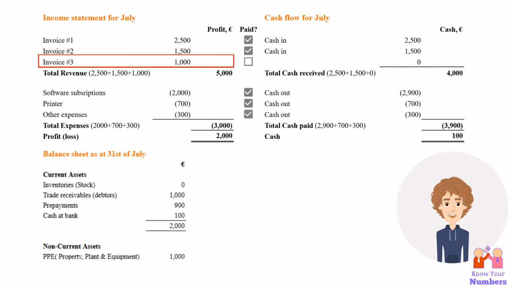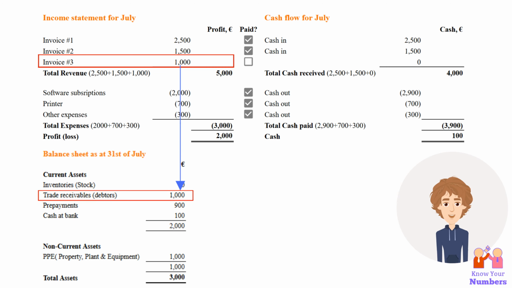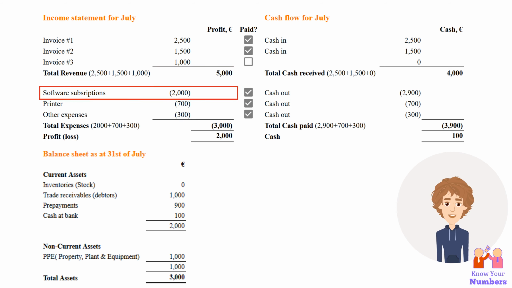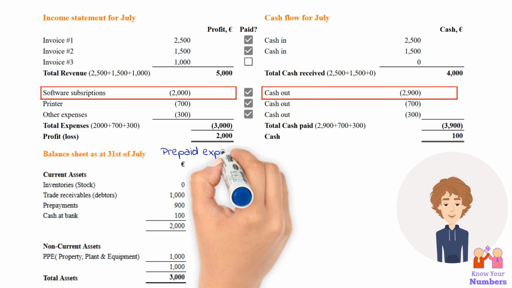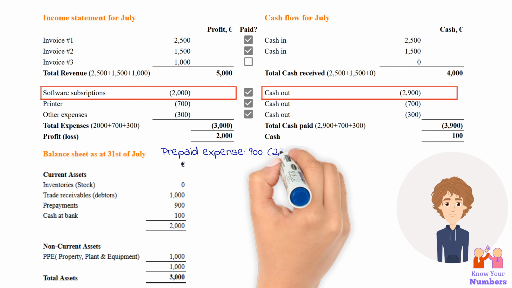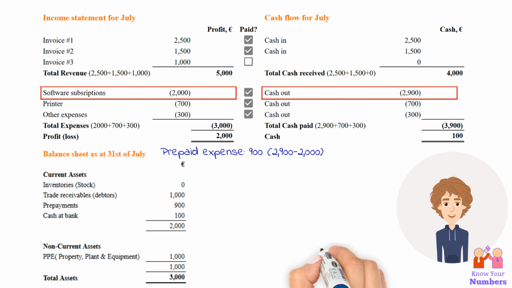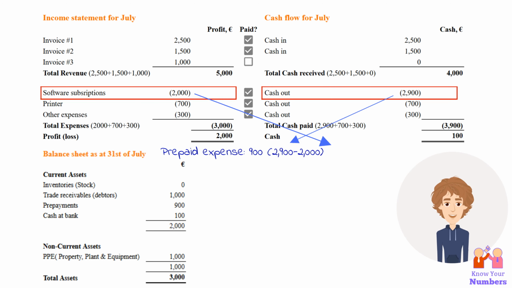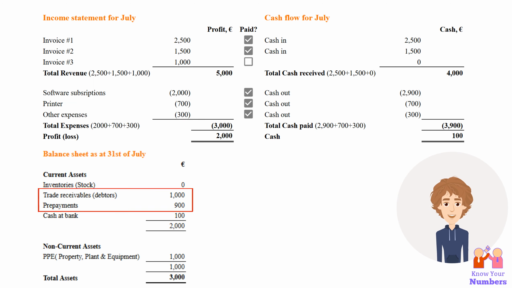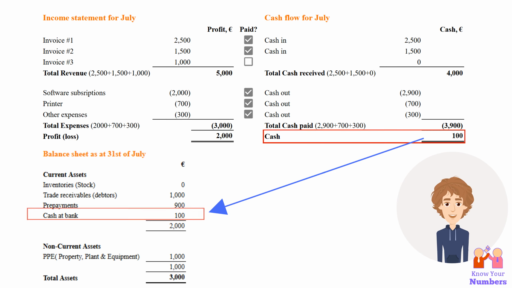Remember that unpaid invoice for €1,000? That's money I've earned but haven't received yet, so it goes into trade receivables. And that software subscription I paid €2,900 for. Only €2,000 was used in July. The remaining €900 is for future months. That's called a prepaid expense and also goes on the balance sheet as a receivable. So in total, my receivables are €1,900. Plus, I have €100 in the bank.